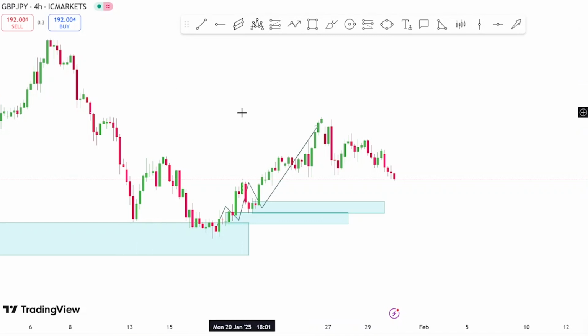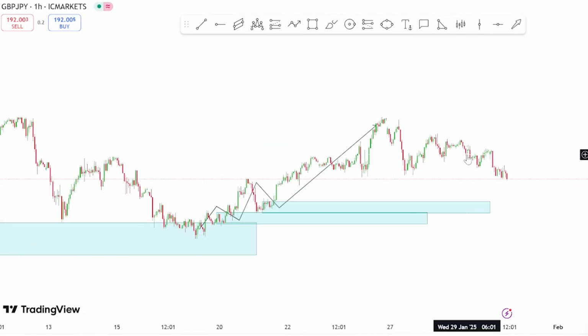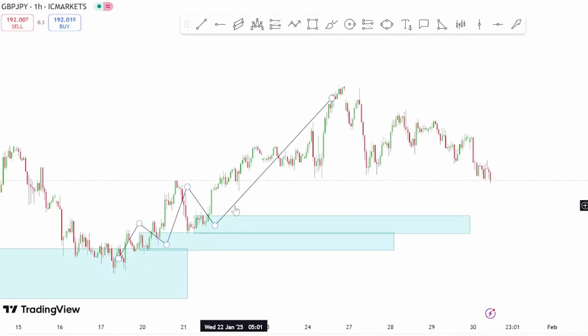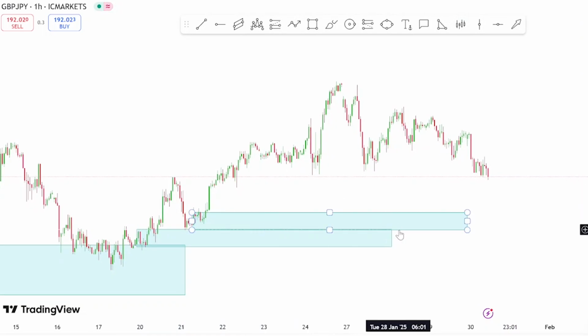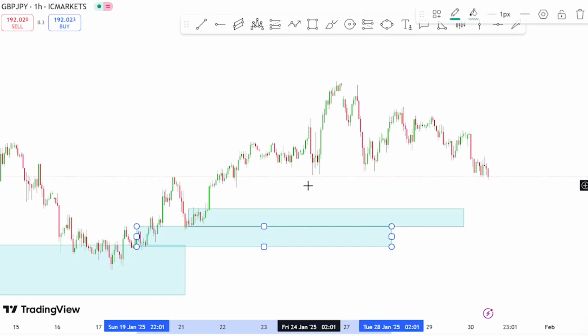Okay, let's move to H1 and see what is there. Remember, we are in the uptrend. We are focusing on buying opportunities only. We are looking for entries. So this is an area that I've been talking about, internal areas from this one.